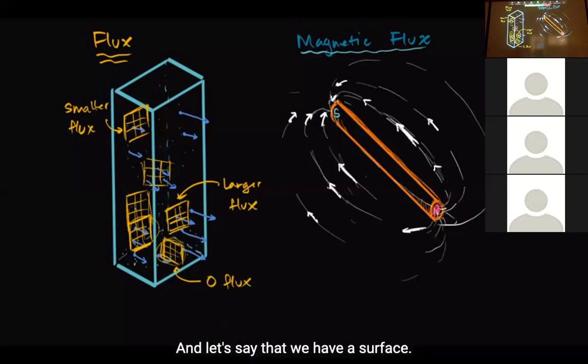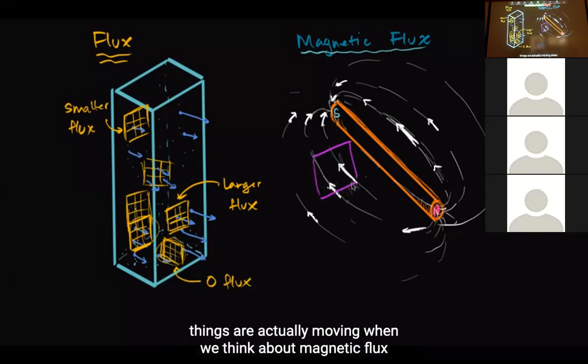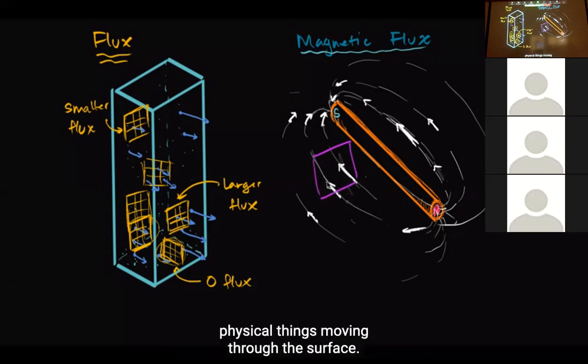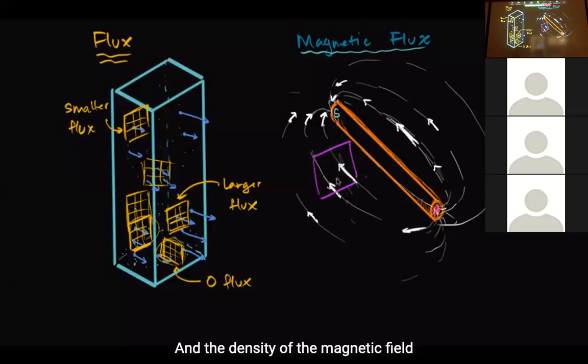And let's say that we have a surface like this. And so for this surface, when we think about the flux, we want to care about how much things are actually moving. When we think about magnetic flux, we aren't actually thinking about actual physical things moving through this surface the way we did when we thought about, I guess you could say, traditional or more flow-based flux. But it's a similar idea. We care about the component of the magnetic field and the density of the magnetic field that is normal to this surface.